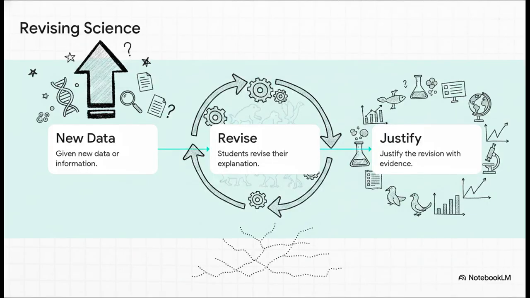When that new data arrives, we enter this awesome iterative cycle. First, we receive the new data or information. Second, we revise our ongoing explanation of common ancestry to incorporate what we've just learned. And third, we justify that revision using the new evidence. We don't just blindly change our minds on a whim. We methodically prove exactly why the explanation needs an update. It's this continuous process of refinement that makes science so incredibly robust.